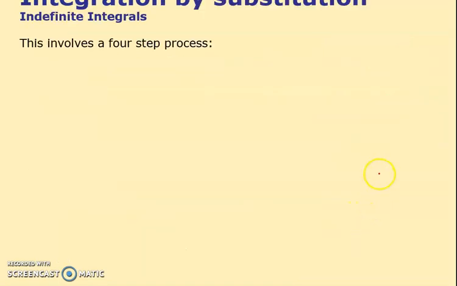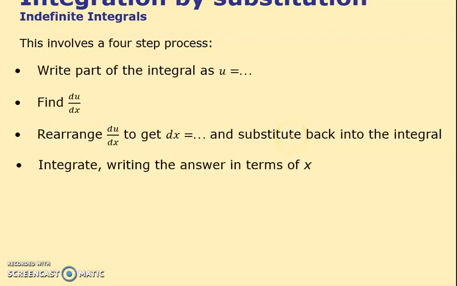So there are my examples, but now we want to do the integrations, and I've said it's a 4-step process. You want to write these 4 steps down. Number 1, write part of the integral as u equals, sometimes obvious, sometimes less so. Then differentiate, a bit weird, we're doing integration, but I'm going to have to differentiate to find du by dx. Rearrange du by dx to get dx equals, and then substitute it back into the integral. And finally integrate, or write in the answer in terms of x.